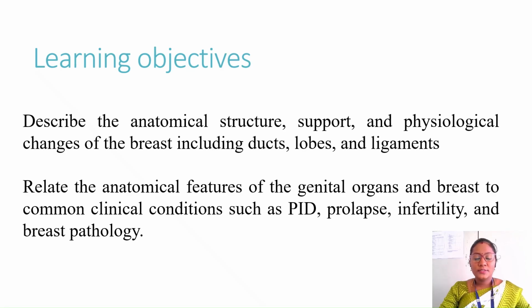The fourth one is to describe the anatomical structure, support and physiological changes of the breast including ducts, lobes and ligaments. The last one is to relate the anatomical features of the genital organs and breast to common clinical conditions such as pelvic inflammatory disease, prolapse, infertility and breast pathology.